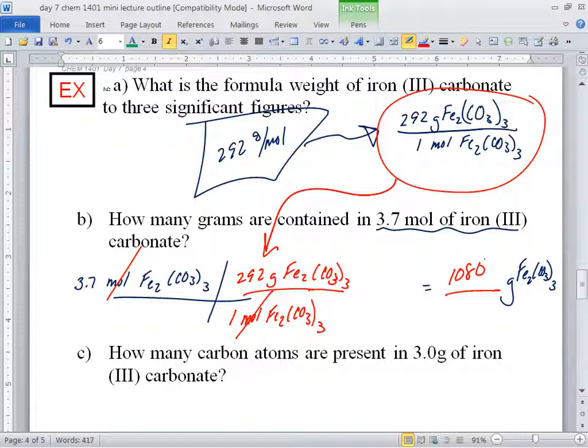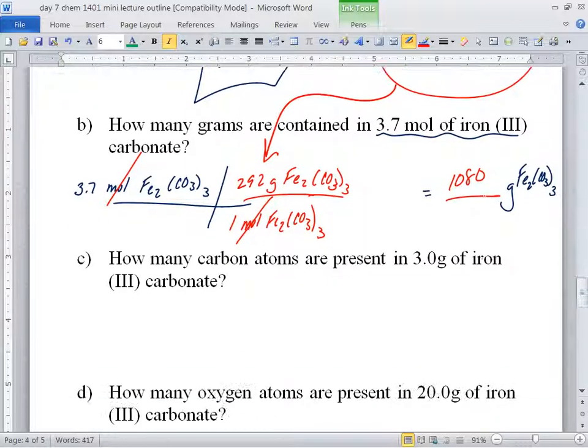Now in C, they're asking for carbon atoms. So they want you to start with 3 grams of that iron 3 carbonate and convert all the way to carbon atoms. Okay? So try that one. Start with the 3 grams iron 3 carbonate. Go all the way to C atoms.